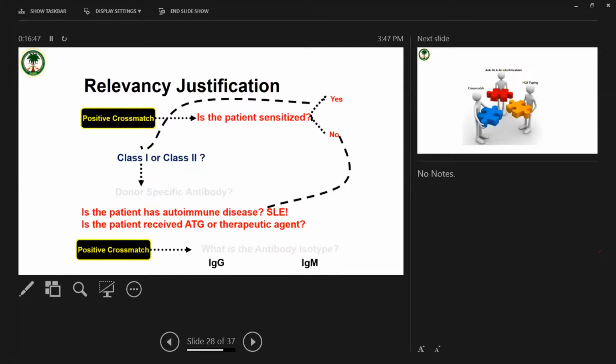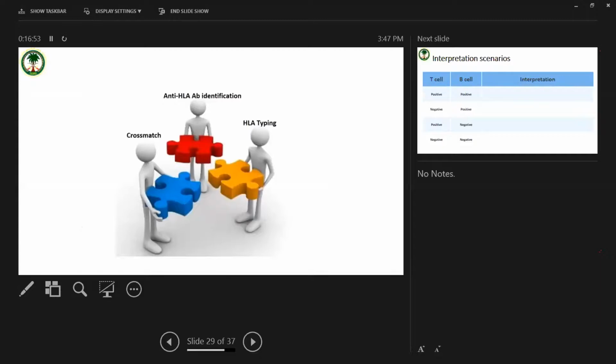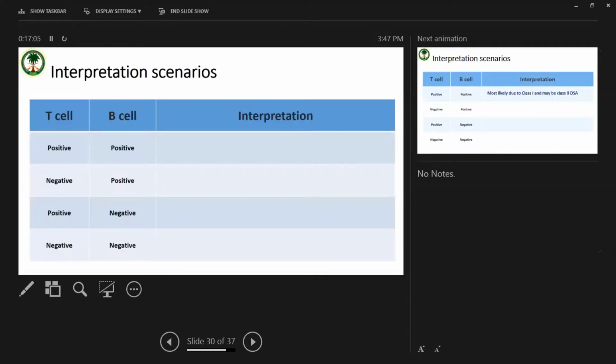And if the patient is sensitized, then we need to understand, is there a donor-specific antibody or not? That will really make your cross-match justifiable. In order to assist the patient, we need to fit the puzzle together between the typing, the cross-match, as well as antibody identification.